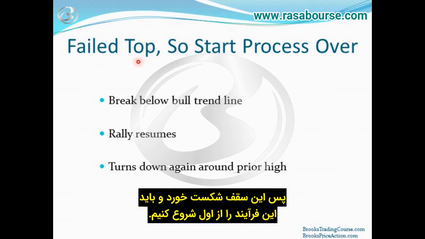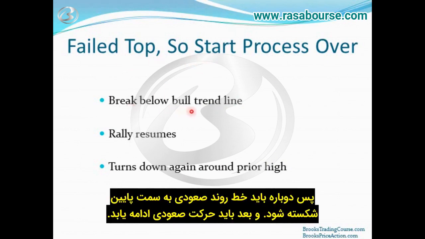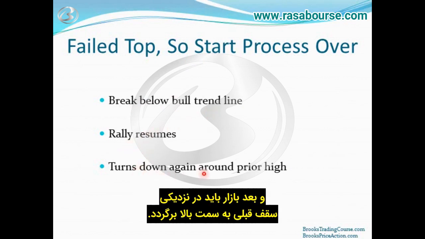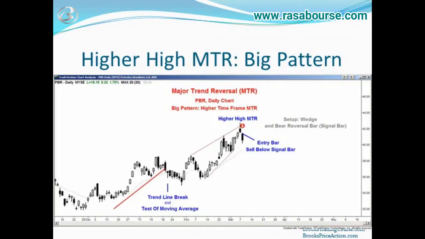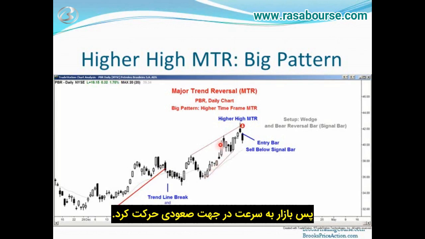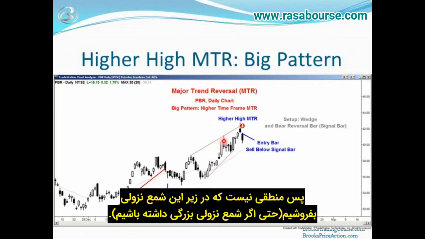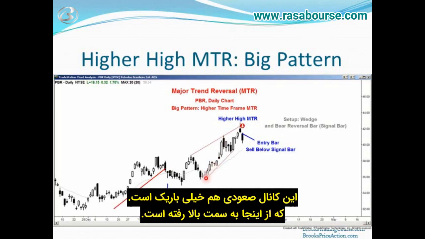So that top failed, and we should begin the process over. We need a break below the bull trend line, we need the rally to resume, and then we need the market to turn down again around a prior high. The market accelerated to the upside. Too much buying pressure in this rally to short below this bear bar, even though it's a big bear reversal bar. The channel up is just too tight going up from here.